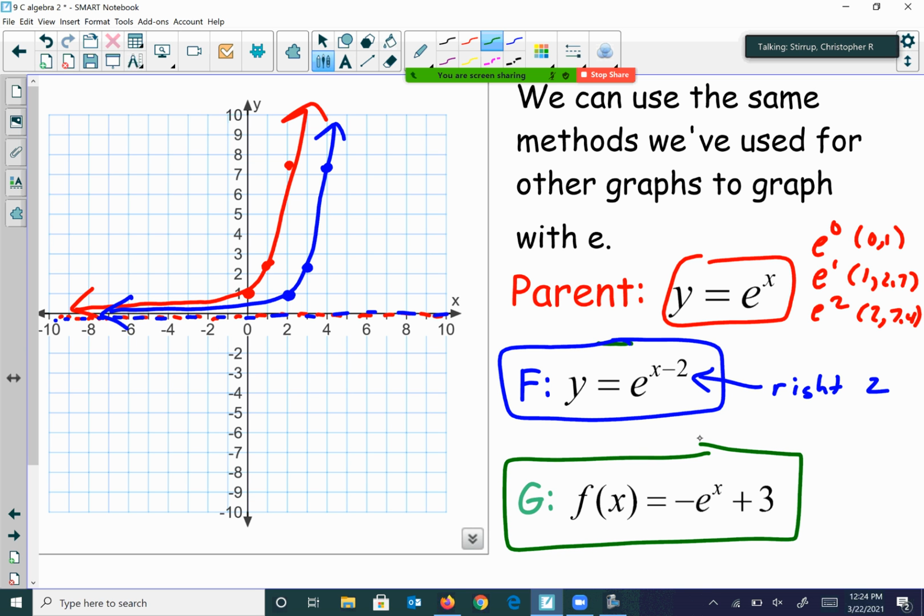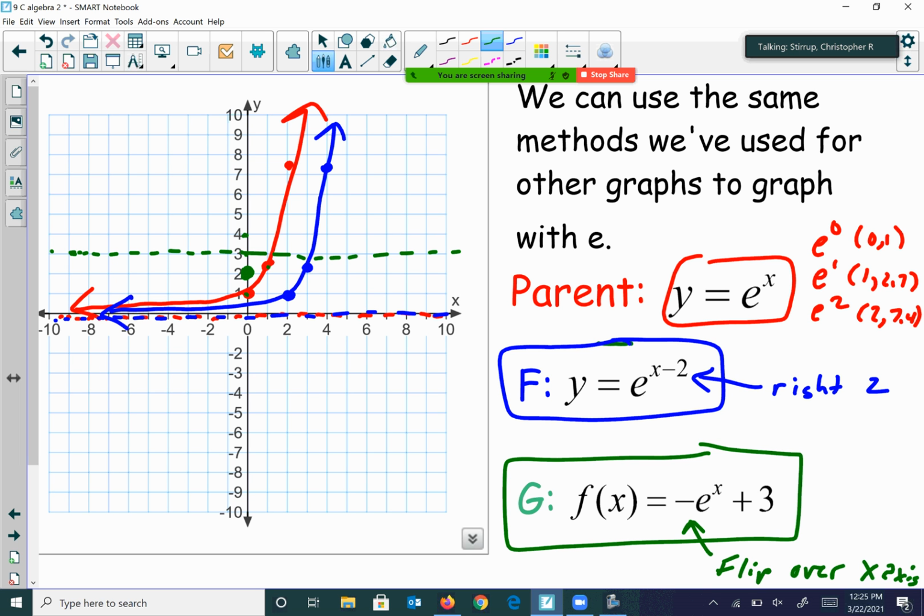So that 3 means my asymptote's up here. But a negative out in front is going to flip over the x-axis. Okay, so think about what my graph is doing. I'm going to look at my red graph. I'm going to go up 3: 1, 2, 3. Now I'm going to flip it over. I said flip over the x-axis, but it really flips it over the asymptote. So this 4 is 1 above our asymptote, so it's going to come back down to 2.